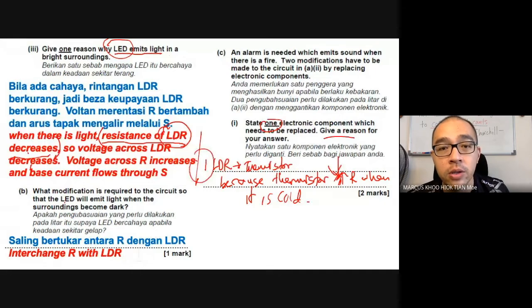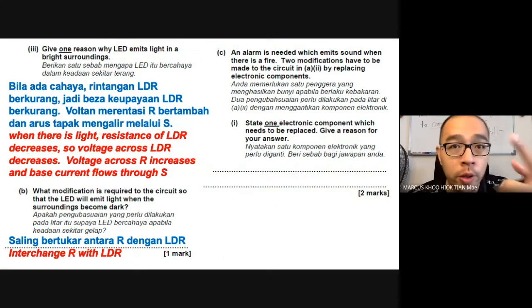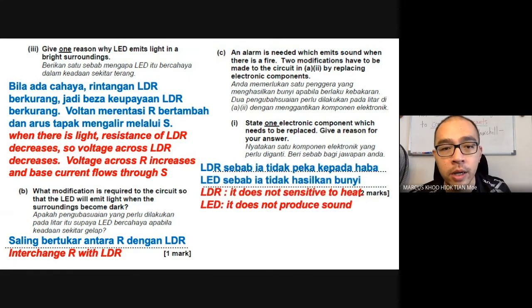Okay, although there's actually only one electronic component that needs to be replaced, there are actually two answers. I think you should take note of both, although you only need one. Number one, of course, you change the LDR to the thermistor. And why? Because it is not sensitive to heat. Number two, you have to change the LED to an alarm. Okay, because we need an alarm.